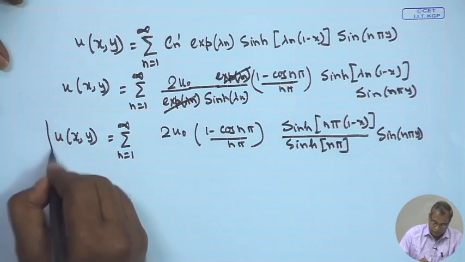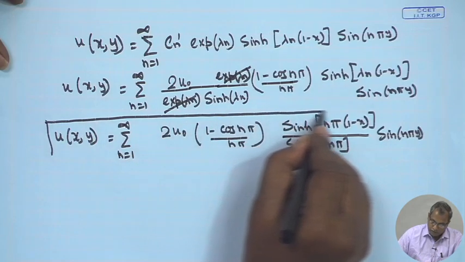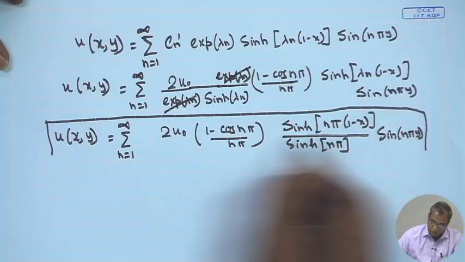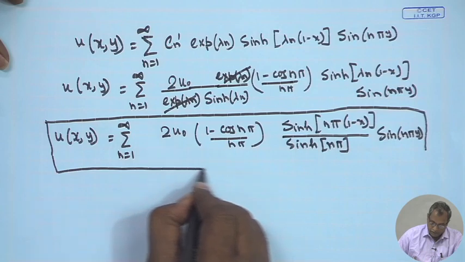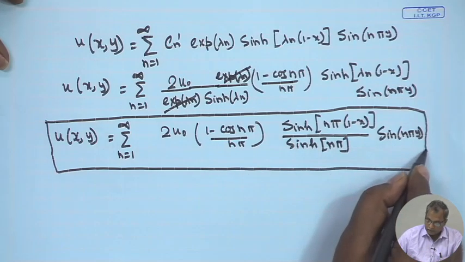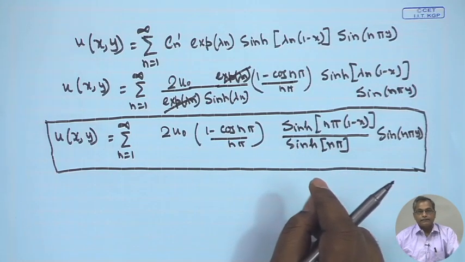times sine n pi y. So, that gives the complete solution of an elliptic partial differential equation in 2 dimensions, where the boundary condition at x equal to 0 is u naught, and the other 3 boundary conditions are homogeneous and Dirichlet. So, you will be getting the complete solution like this.